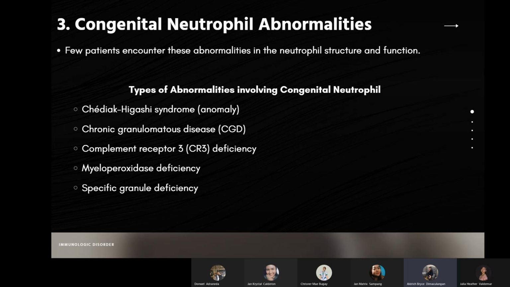Number 3 is congenital neutrophil abnormalities. Only a few patients encounter these abnormalities in the neutrophil structure and function. Pag chinek po ito sa ating microscope, usually yung neutrophils natin ay hindi po okay yung kanyang pagkaka-present for the structure pag chinecheck po under the microscope, and mostly yung function niya pag tinetest po natin. Wala lang po akong mahanap na picture. Types of abnormalities involving congenital neutrophil: Chediak-Higashi syndrome, chronic granulomatous disease, complement receptor 3 deficiency, myeloperoxidase deficiency, and specific granule deficiency.